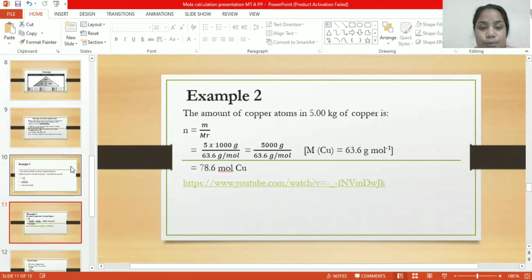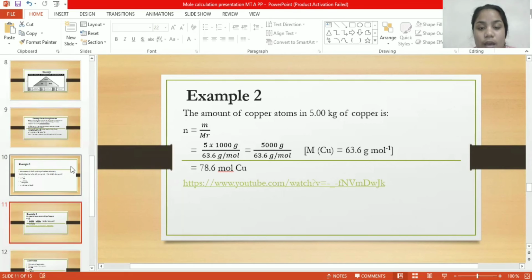Example 2 is to find the amount of copper atoms in 5 kg of copper. Since we are given 5 kg, we should know that mass is often measured in gram. So we have to convert the kg into gram. In order to convert kg into gram, we times 5 by 1,000. As we times, we get 5,000 gram. So this is the new mass.